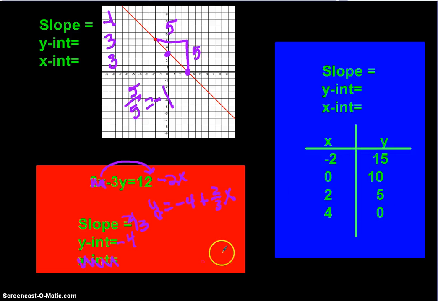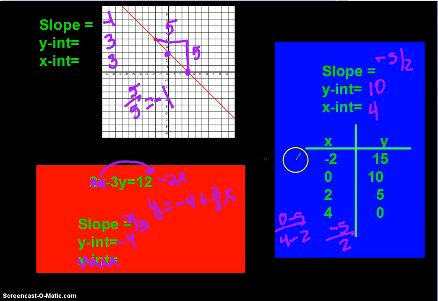If they give you a table like this, your slope, you would say like 0 minus 5 over 4 minus 2. And 0 minus 5 is negative 5, and 4 minus 2 is 2. So your slope is negative 5/2. Your y-intercept is where it crosses the y-axis, and so x is 0. X is 0 when y is 10. The x-intercept would be where y is 0, so it would actually be 4. Not really worried about that. I'm really stressing on slope and y-intercept right now.